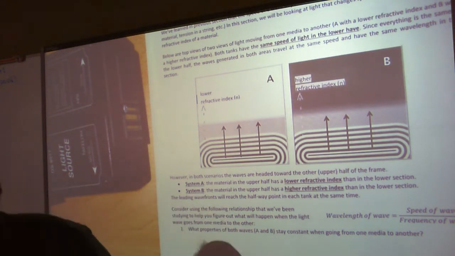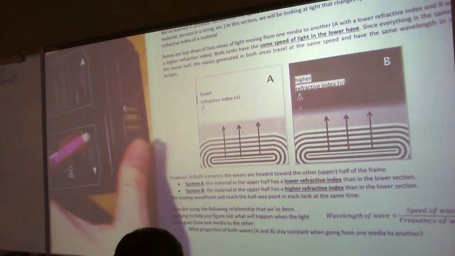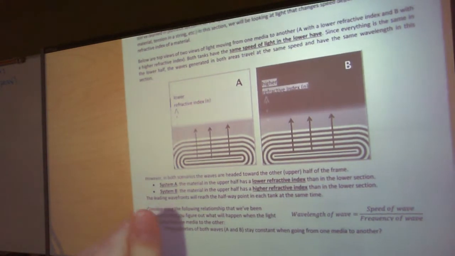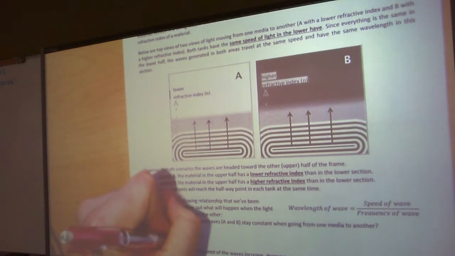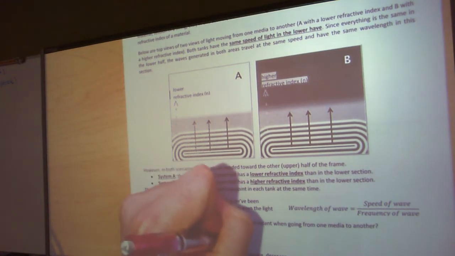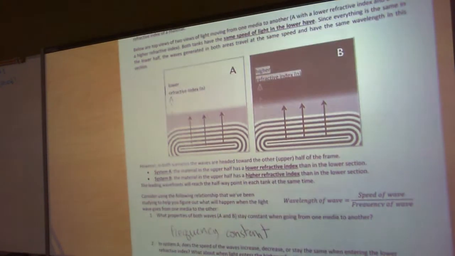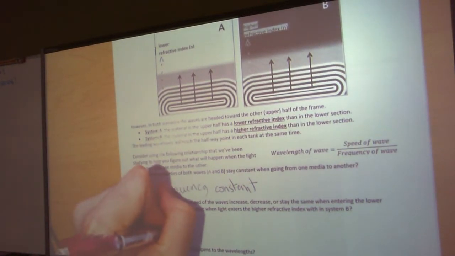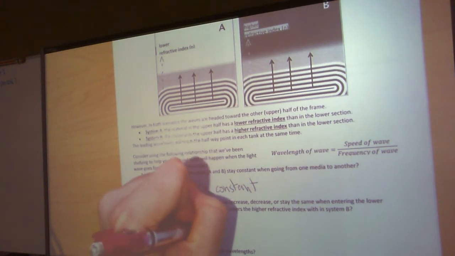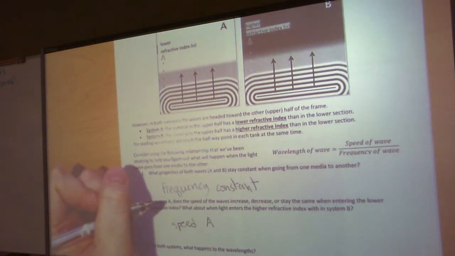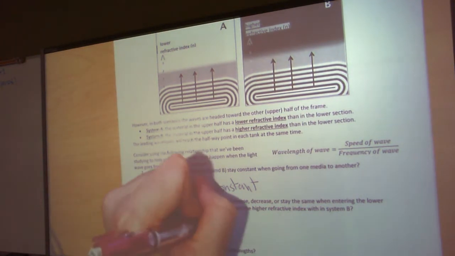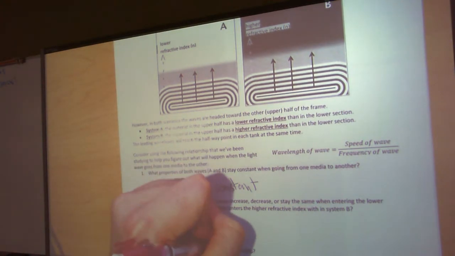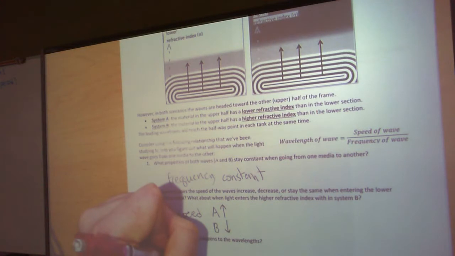All right, so what stays constant? Frequency. Yep, that's just a fundamental principle that you need to know. The frequency stays constant. So what is going to change? Speed. So for A going to a lower refractive index, what will the speed do? Increase. Yep. And speed B? Decrease. Yep. And what about the wavelength?